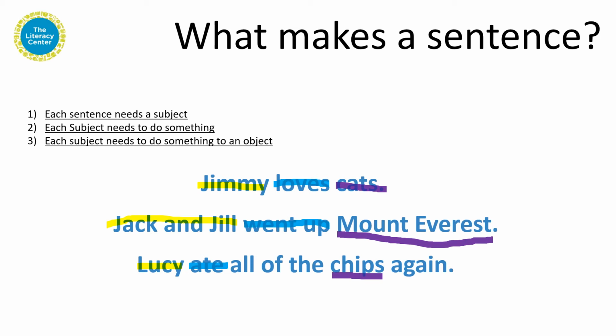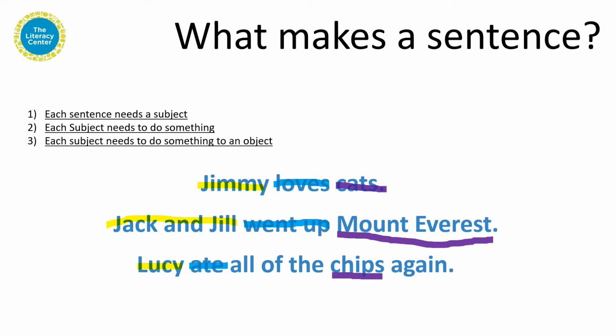Nice and simple. And in fact, if we look carefully, we can see that we can actually mix these sentences up. So, for example, we could say, Jimmy ate all of the cats. We can take the subject of one sentence, the action or the verb of another, and the object of another one, and put them all together. And it makes a completely new sentence. Jimmy ate all of the cats. Okay, that's not very nice. Lucy loves chips. Cool. Jack and Jill ate Mount Everest.